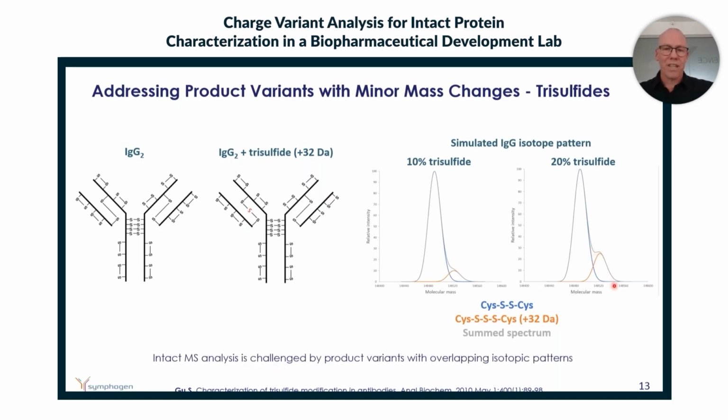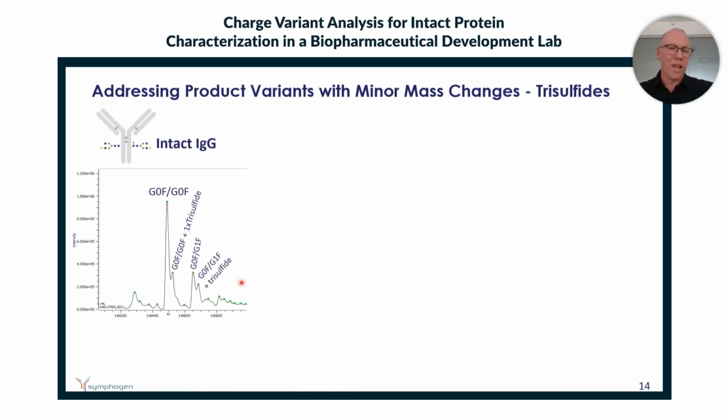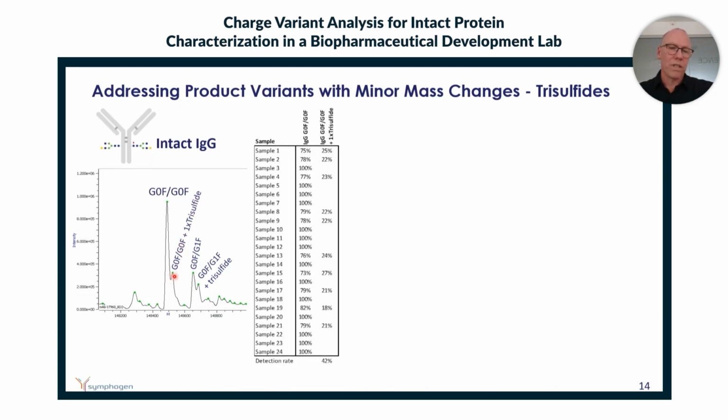So that's challenging, and if you look at real life data here, you can see what we did at the intact level. We knew we had some trisulfides in this product, but it was very difficult to resolve. So what we did was we tried it at the intact level, and we analyzed 24 samples with different levels of trisulfide, and you can see we're really only picking up the high level ones, so around 20% or higher when looking at the intact level.